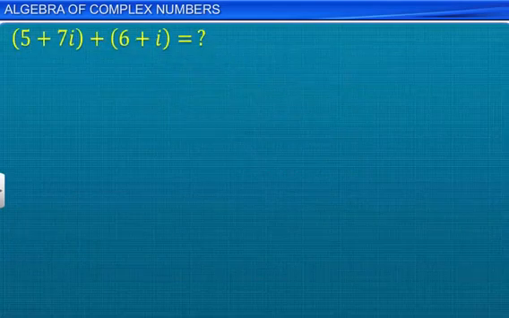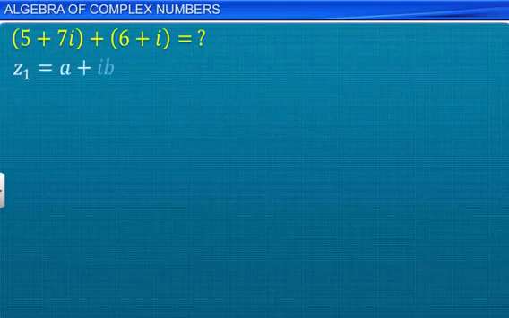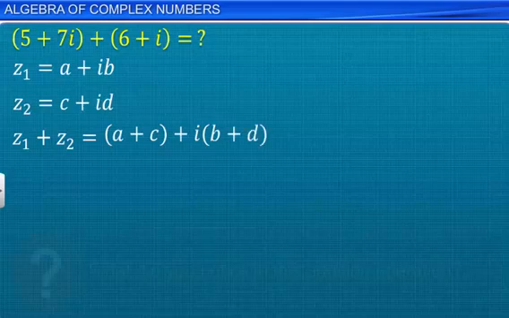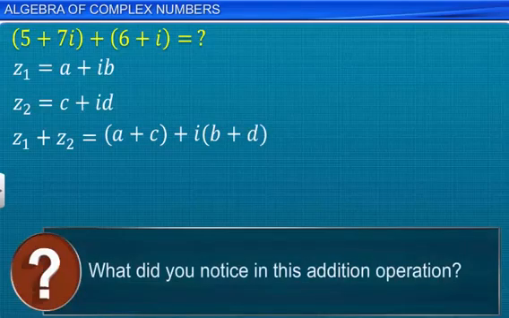Consider two complex numbers, z1 equal to a plus ib and z2 equal to c plus id. The sum of these two complex numbers is equal to a plus c plus i multiplied by b plus d. What did you notice in this addition operation?